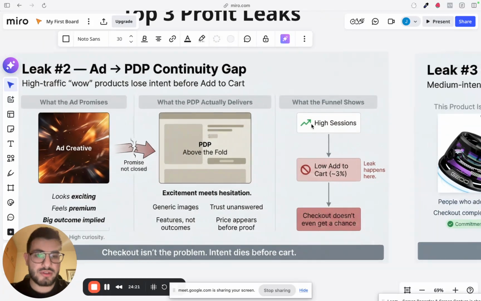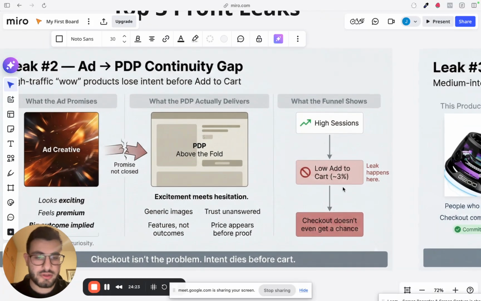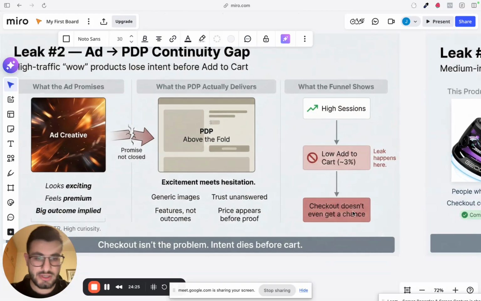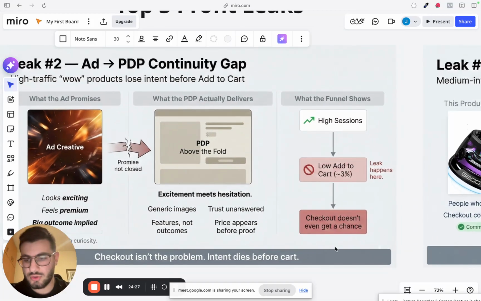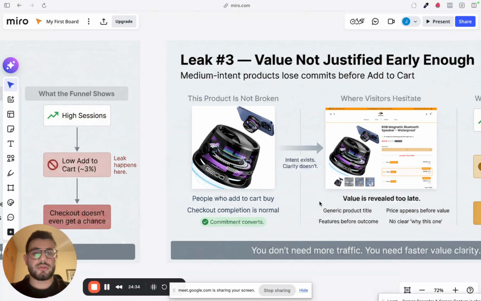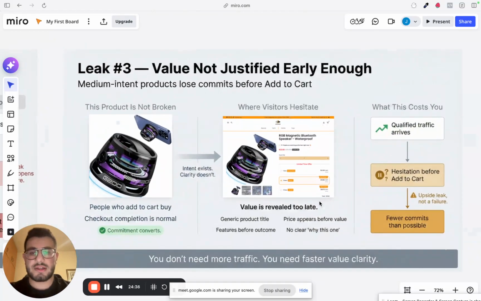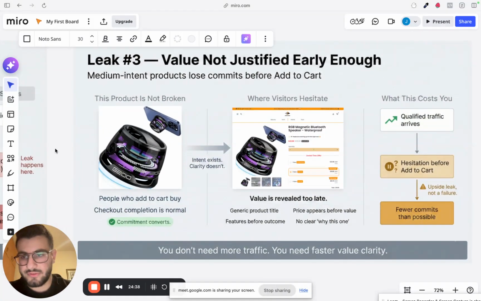And then what the funnel shows: high sessions, low add to cart, 3%, and checkout doesn't even get the chance. Checkout is really good, so it's working good for you. If you just get people to check out, you're fine. Okay. So your leak three is value is not justified early enough.